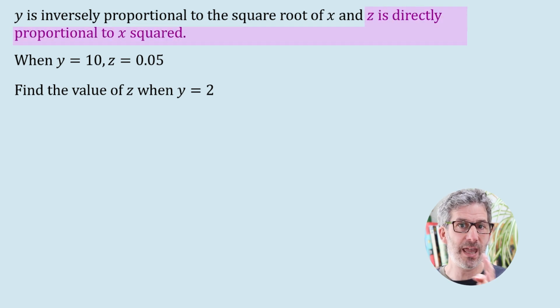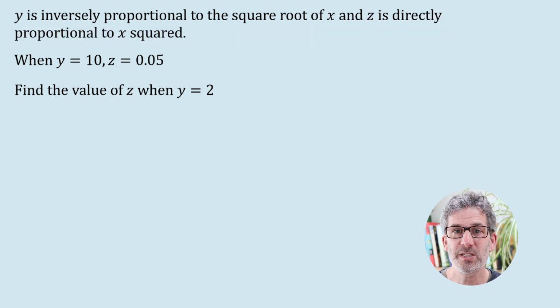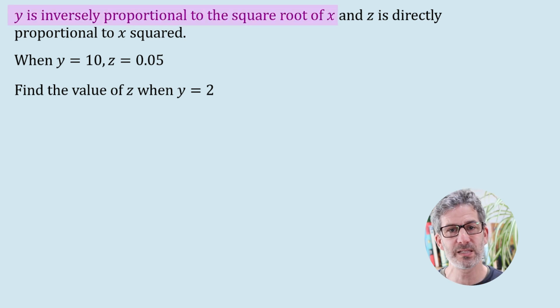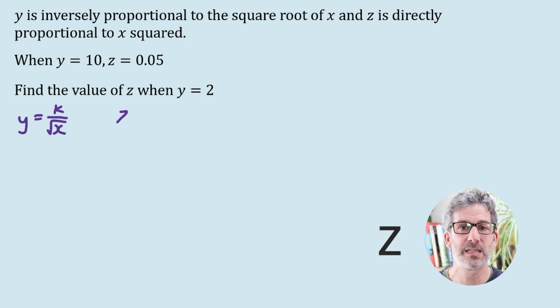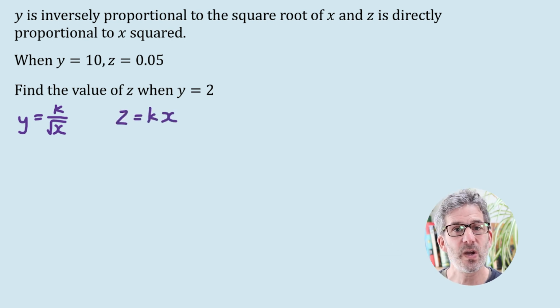The key here is that we're told the relationship between X and Y and between Z and X, but in order to answer the question, we need to establish the relationship between Y and Z. So let's start by writing an equation to describe the relationship between X and Y and Z and X. Normally, we would write it like this. We would say Y equals K over root X. And for the second one, we would say that Z is equal to KX squared.